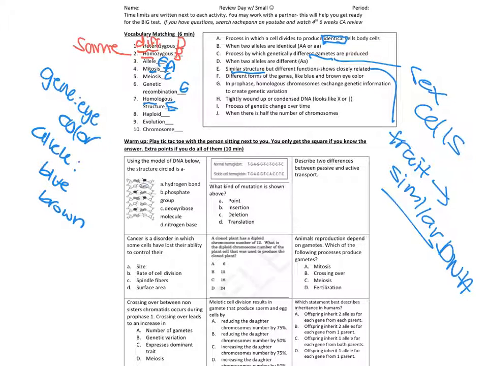If we can tell structure, then we can also tell, I'm going to draw an arrow, that they have similar traits. A structure is a trait. That means they have similar DNA. And we know things with similar DNA are closely related. Haploid, well, hap means half. So gametes have half the number of chromosomes. That's why they're called haploid sex cells. That's letter J. Evolution is the process of genetic change over time.